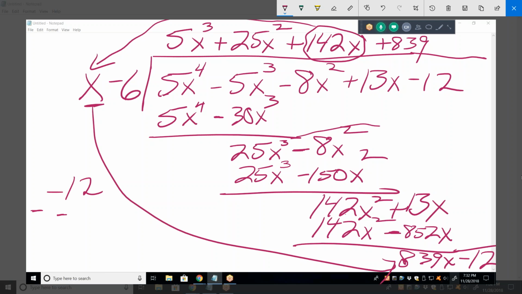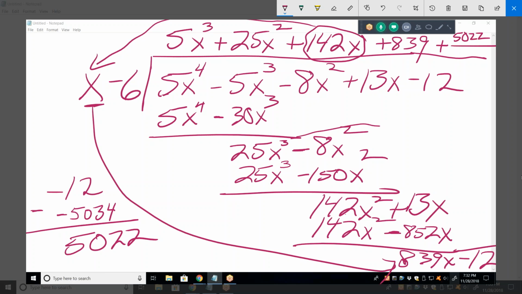So what is it? 839 times 6. That says 5,034. Okay, and since I'm subtracting a negative, that comes out to be 5,022. So my remainder is plus 5,022, and it's always divided by your divisor, x minus 6. So above the radical sign is your answer.